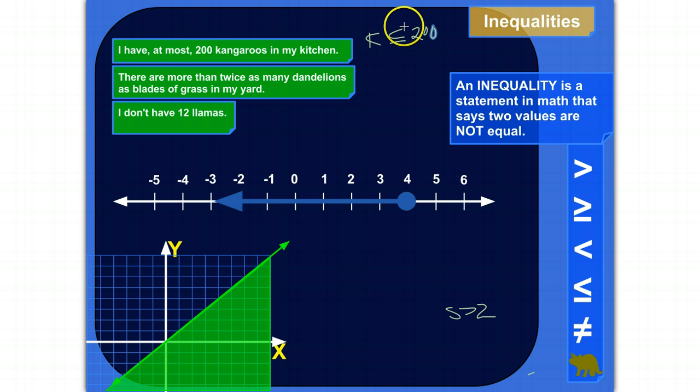And I chose less than or equal to because I could have up to 200 kangaroos in my kitchen for this to be true. So K could be equal to 200, but that's the most it could be. So it's either equal to 200 or something less than 200. Maybe I have one kangaroo. Maybe I have 198 kangaroos. I don't know. At the most, I have 200 kangaroos in my kitchen, so I have to say K is less than or equal to 200.